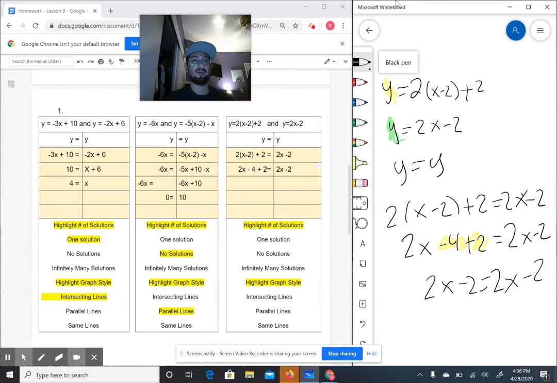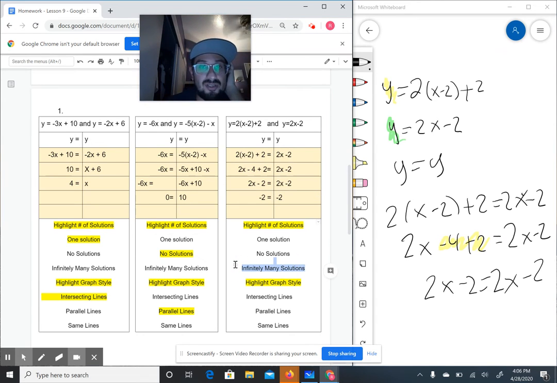And then from that point, you should notice that's the exact same line. So 2x minus 2 equals 2x minus 2. And then you subtract 2x on both sides, and you get negative 2 equals negative 2. So that's going to be infinitely many solutions.